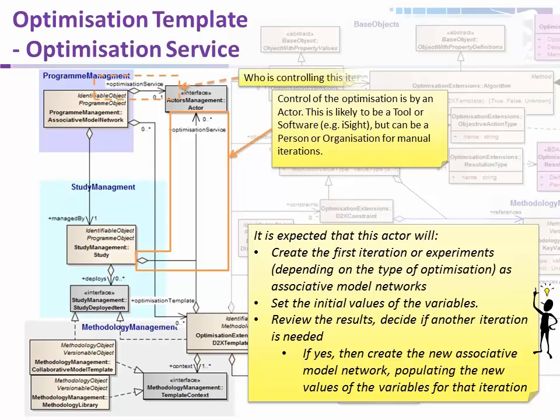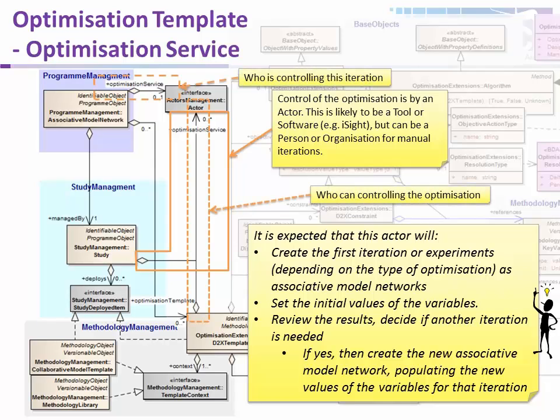Initially, this is set at the study level, indicating who or what is controlling the optimization. When the associative model network is created, it will point to that service that is controlling it from the optimization point of view. Finally, it's also possible to specify a service for a template. This indicates that the actor is capable of controlling the optimization iterations.